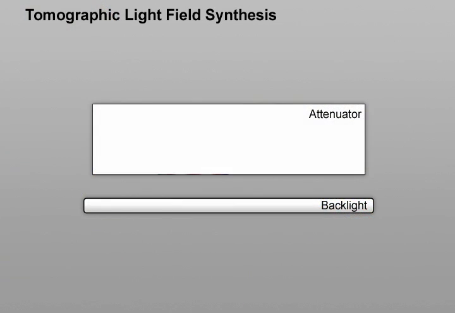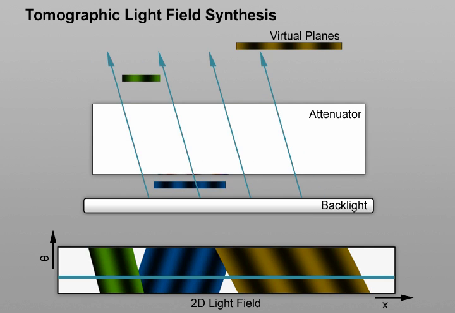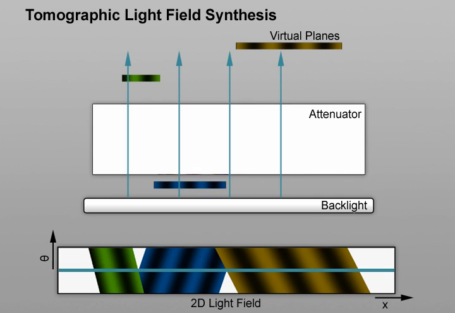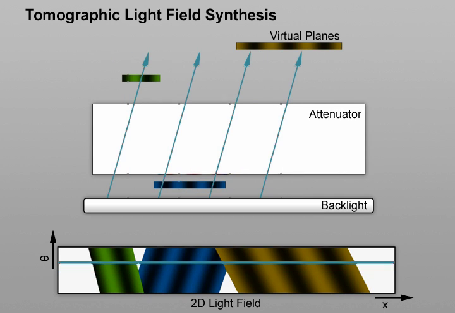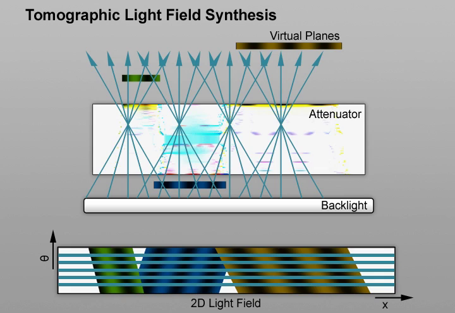We show that the problem of determining the attenuation patterns necessary to display a 3D scene can be formulated as that of a computerized tomographic reconstruction. In this formulation, every view of the light field encoding the scene corresponds to an orthographic projection of the attenuation medium. The reconstruction determines the patterns that recreate all views of the desired light field in the best possible way.